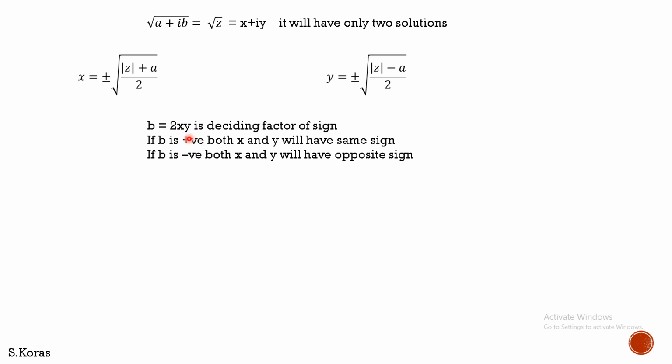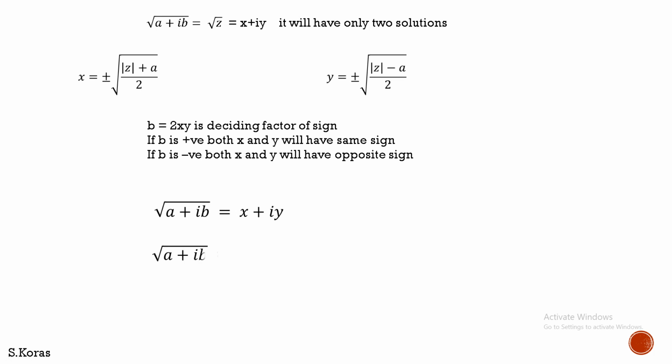In case this b value is negative, then if x is positive, y should be negative. If x is negative, y should be positive. Both should be of opposite sign. This is the clue. So we are going to do a small technique. This is the key clue.